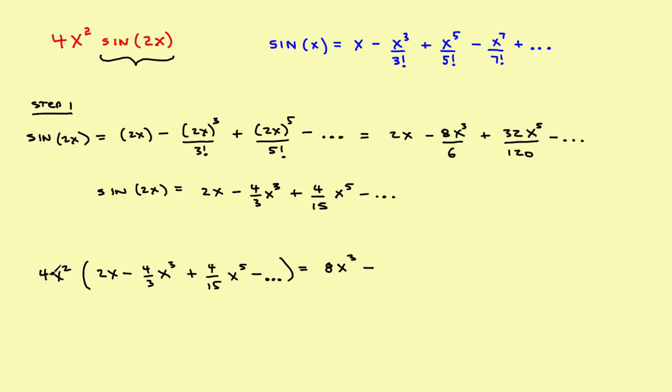Then minus, and distribute this, you'll have 16/3. And again, x squared times x cubed would be x to the 5th. And then you'll have a plus. And again, the 4 times the 4 would be 16 over 15. And again, x squared and x to the 5th would be x to the 7th. And then minus dot, dot, dot, and you'd be done. So in this problem, when you get finished, that's going to be the solution.